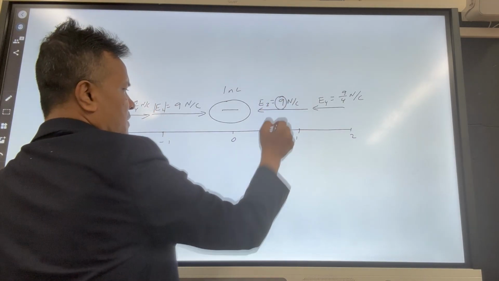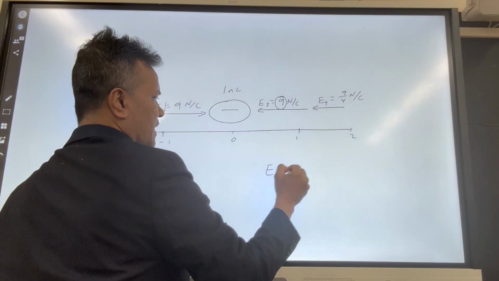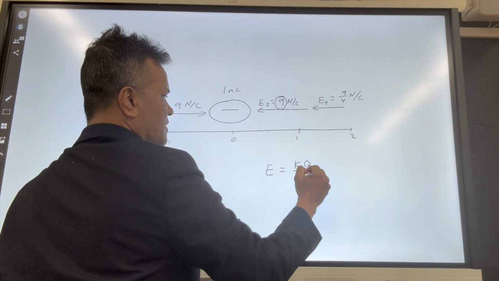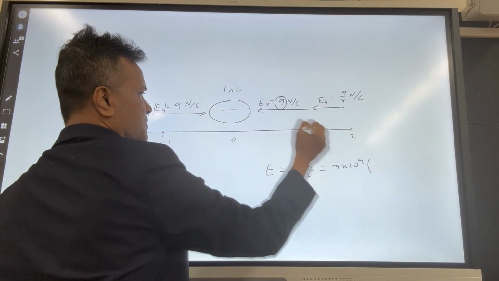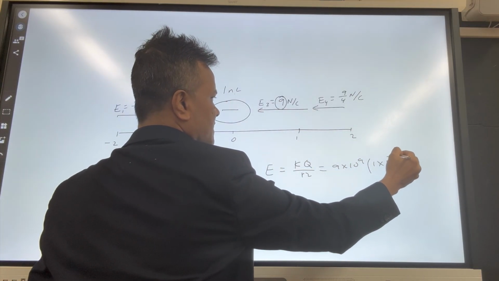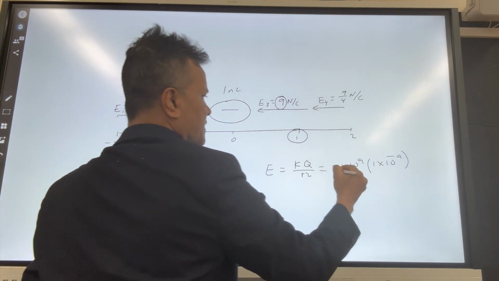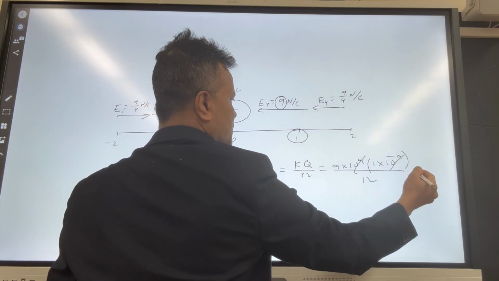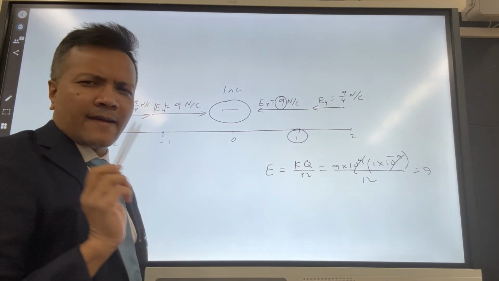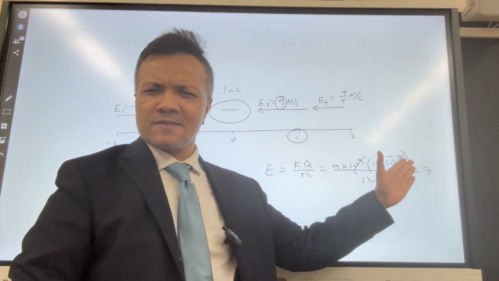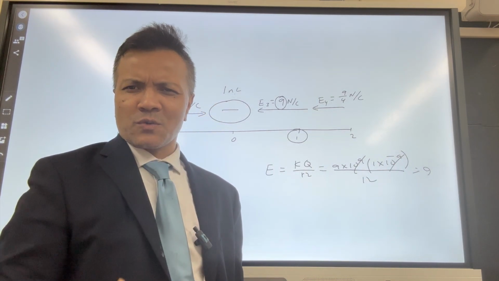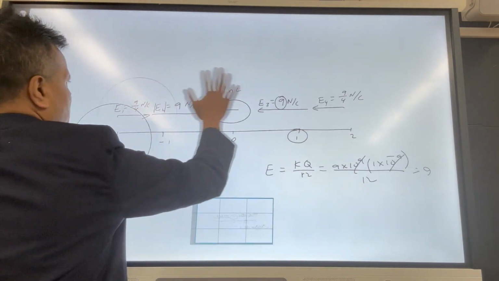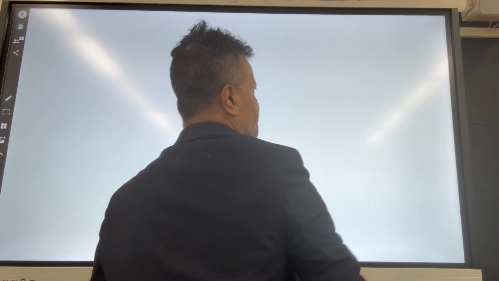Why is it 9? Well, E is equal to K Q over R squared. K is 9 times 10 raised to 9. Q is 1 times 10 raised to negative 9. Distance is 1 squared. So this is 9. And since you double the distance, it gets smaller by 4 times. That's Coulomb's law.